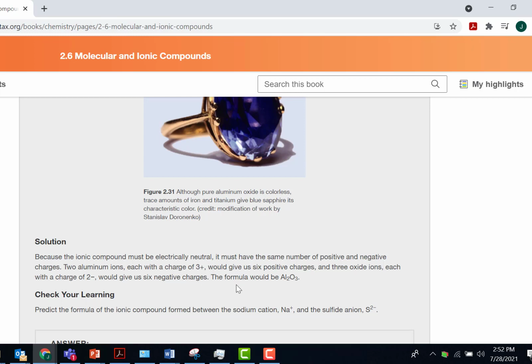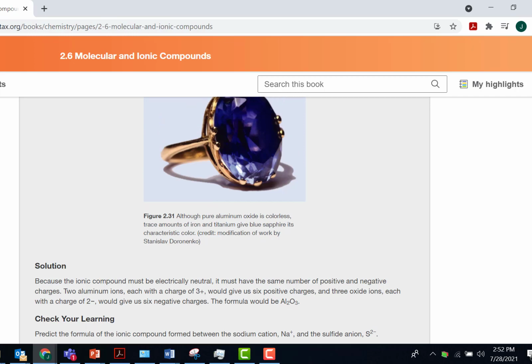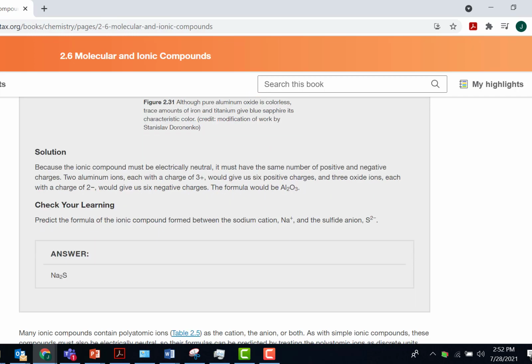So the formula would then be, we have 2 aluminums and we have 3 oxides. So the formula would be Al2 for the 2 aluminums, O3 for the 3 oxygens. So that's how we would go about making that decision.